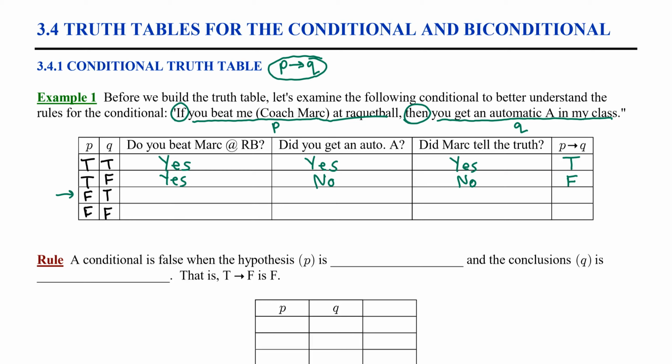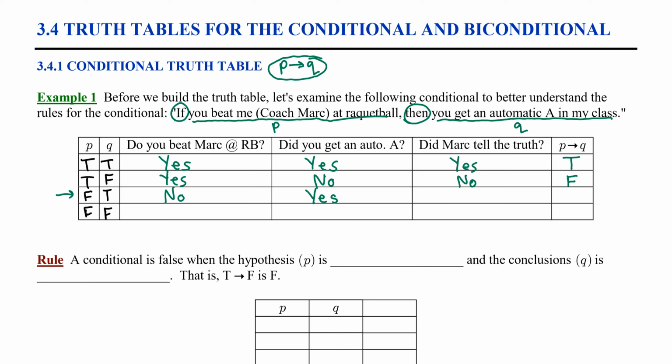Looking at row 3 here, we're going to assume that P is false and Q is true. If P is false, then that means you did not beat Mark at racquetball. You gave it a shot, didn't cut it, right? So no, you did not beat Mark at racquetball. Let's suppose that Q is true. If Q is true, then you get an automatic A in the class. That's pretty exciting. You didn't beat Mark at racquetball, but he awarded you an automatic A. Not for the reason that you beat him at racquetball, but for some other reason, right?